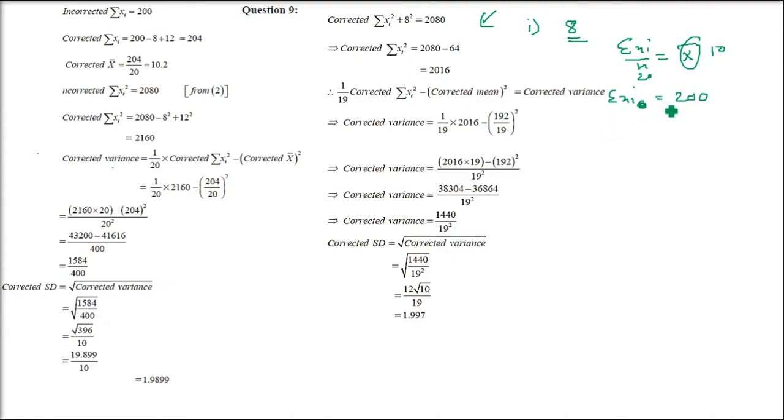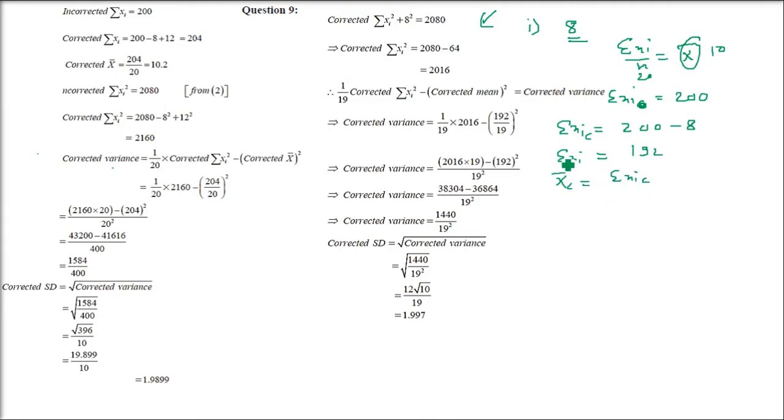But now this part is saying the wrong item is omitted. Just remove it. Sigma xi, that is 200. Just remove 8 from here. You don't need to add anything. 8 has to be removed. So this is the corrected sigma xi. So sigma xi corrected is what? 192.